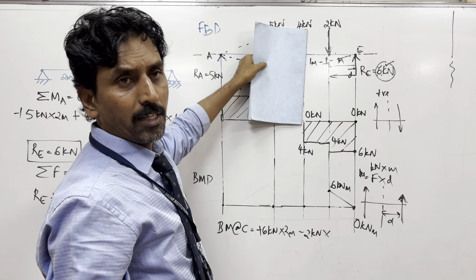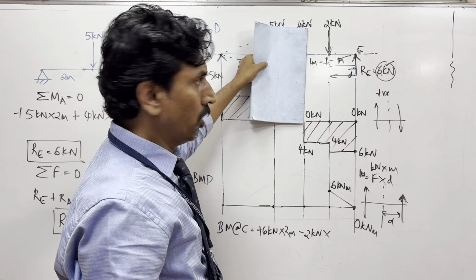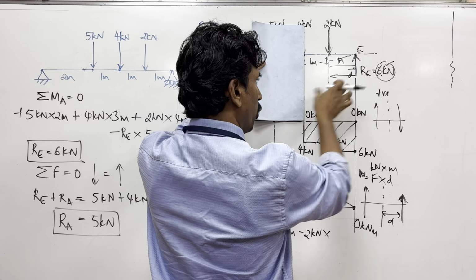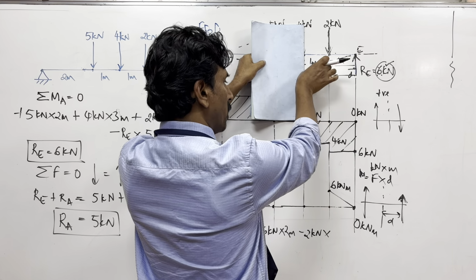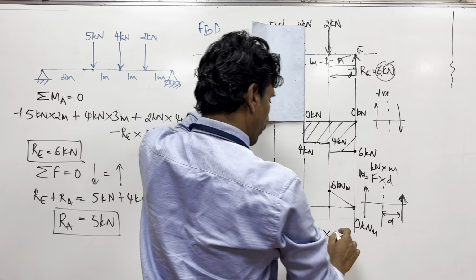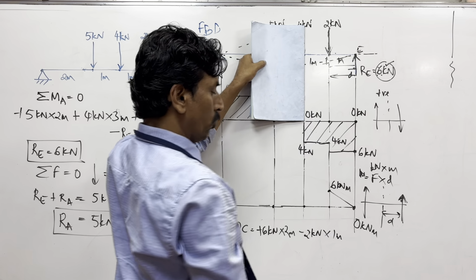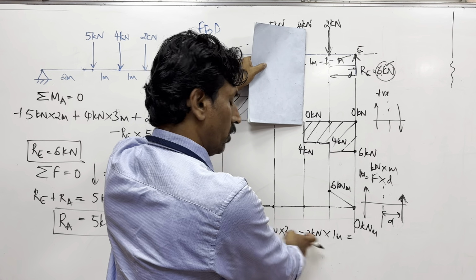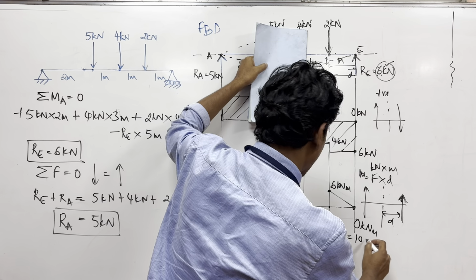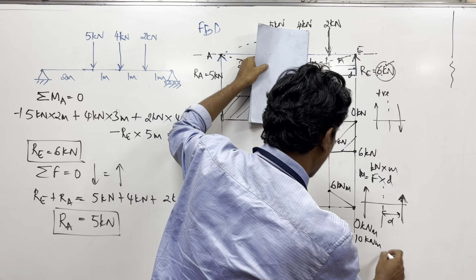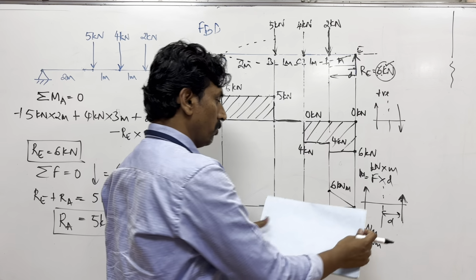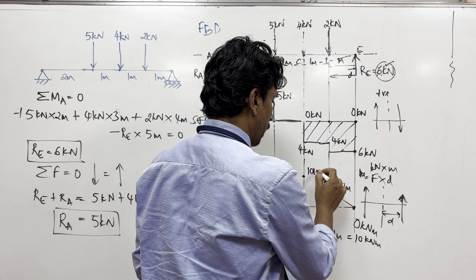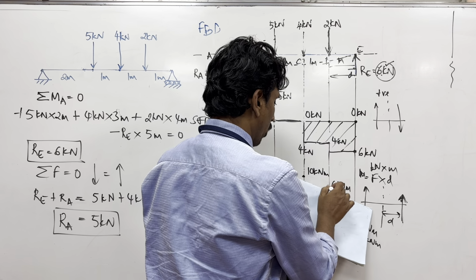This is the reason why you need to be alert, because you are taking the moment here and you want this force 6 kilonewton. What is the distance? 2 meters. And this is at 1 meter. So minus 2 into 1. What is the answer? 12 minus 2, so plus 10 kilonewton meter. It varies from 6 to 10. So 6 is this much, 10 is this much. So I write it as 10 kilonewton meter and draw a line.